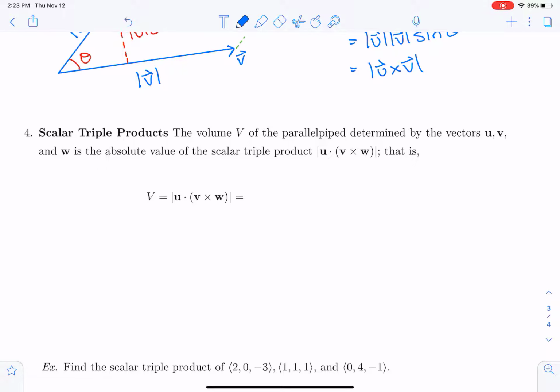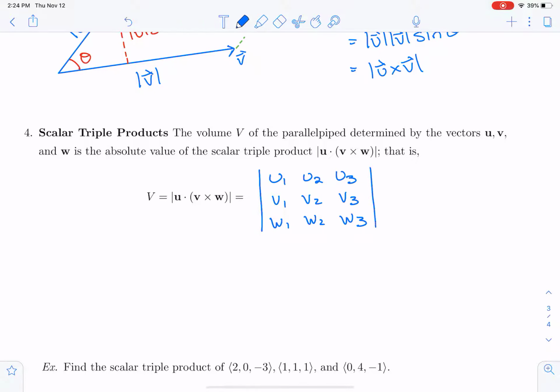So the u dot v cross w, I'm just going to write down what that is first. If you want to take u dot v cross w, if you think about that dot product, this is actually going to be the determinant of the matrix u1, u2, u3, v1, v2, v3, and w1, w2, w3.